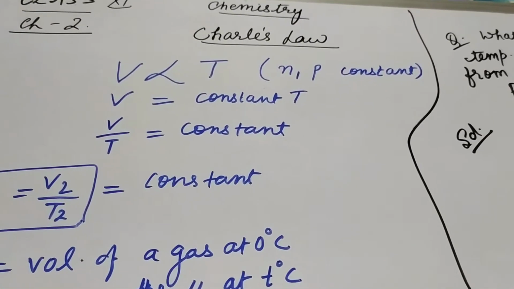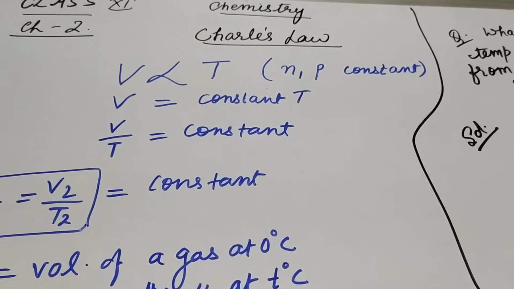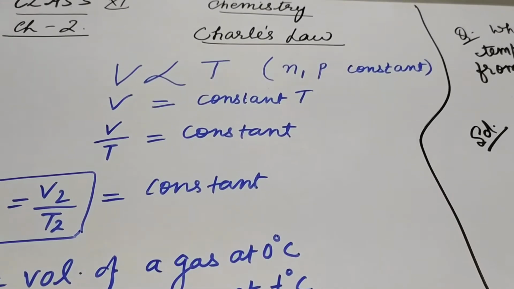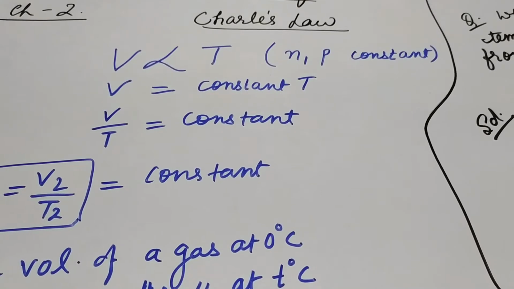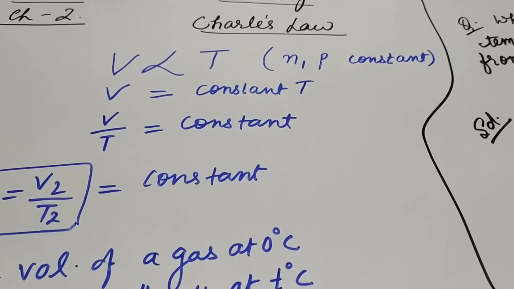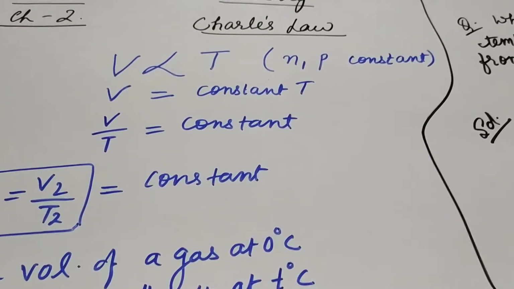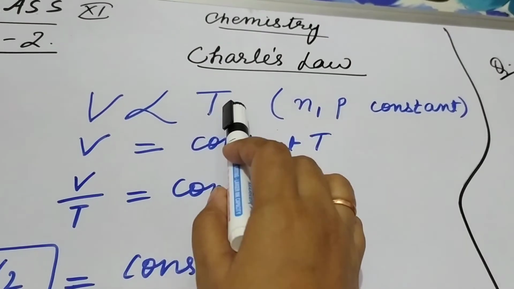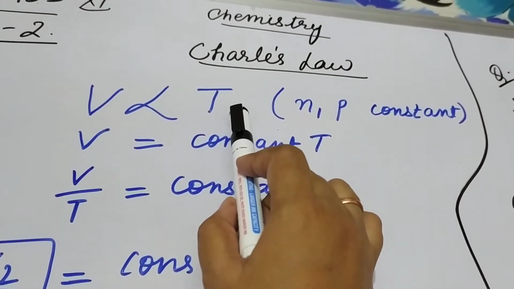Dear students, in this video we'll deal with the next law of chapter number 2, that is Charles' law. Now Charles' law is defined as: at constant pressure and for a fixed mass of a gas, the volume of a gas is directly proportional to the absolute temperature, that is temperature in the Kelvin scale.